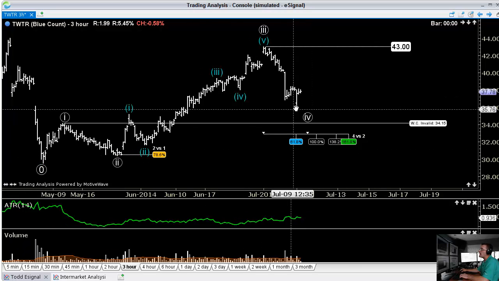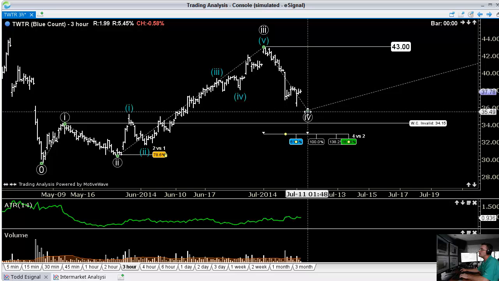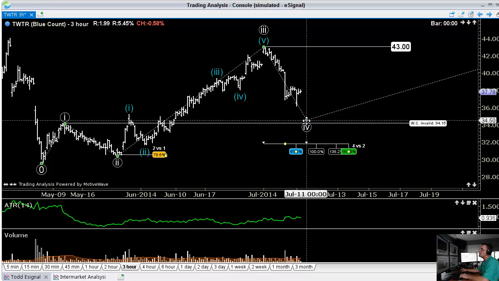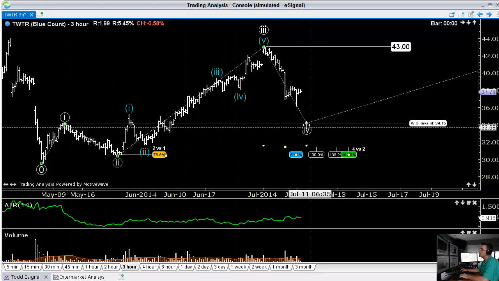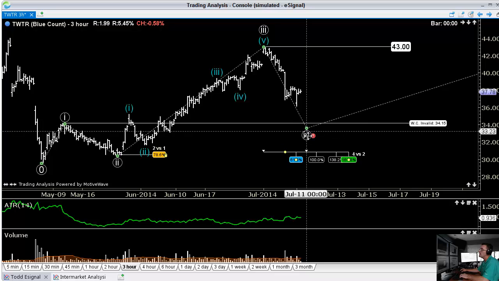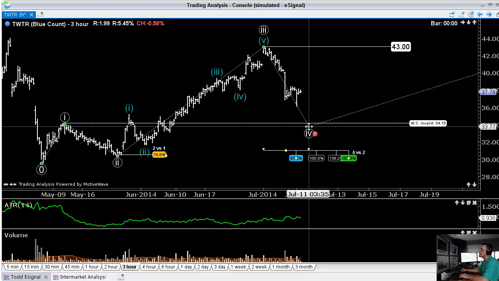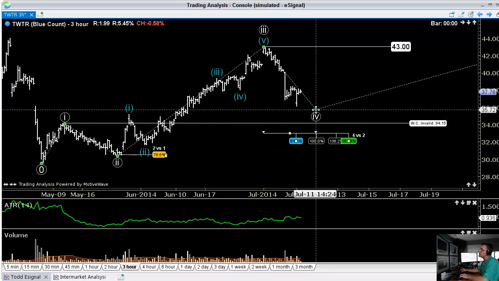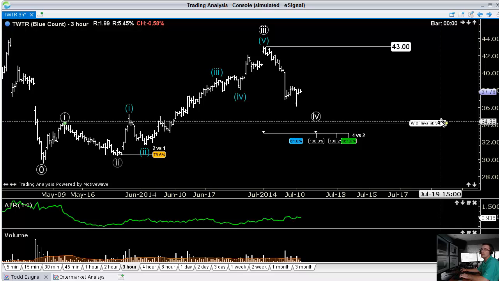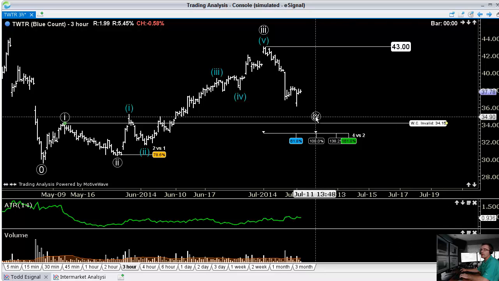invalidation level. Now, one of the cardinal rules of Elliott is if you go below wave 2 high, which is all the way over here, by too much or at all, you're going to get an error signal in the Elliott wave software. So we've got to end wave 4 somewhere above 34.15. So fine, we know where wave 4 needs to end, but how do we know when?